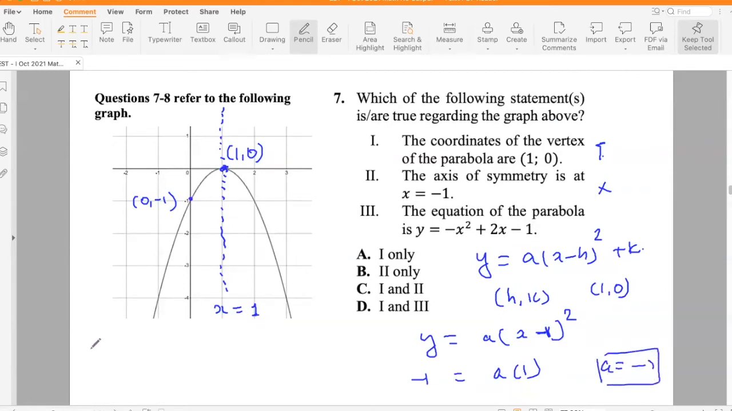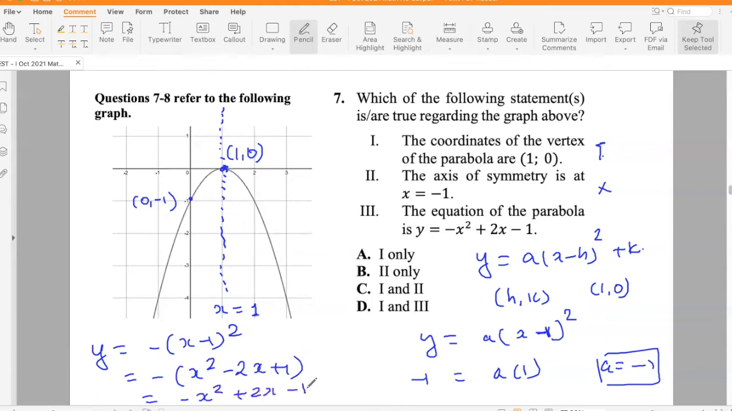So my equation becomes y is negative (x minus 1) the whole squared, which is negative x squared minus 2x plus 1, which is negative x squared plus 2x minus 1. So negative x squared plus 2x minus 1. So this statement is also true. So 1 and 3 are true. Option D.